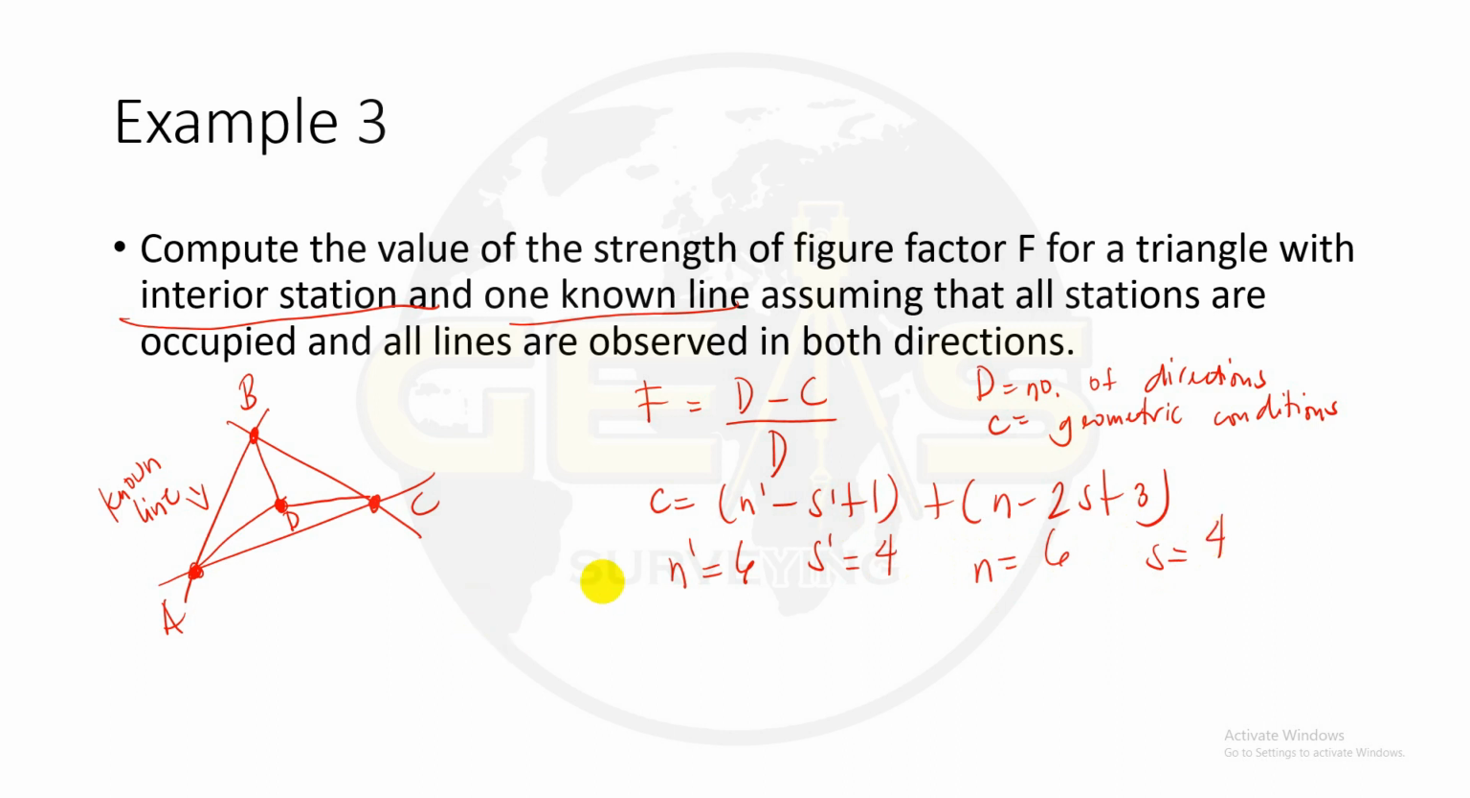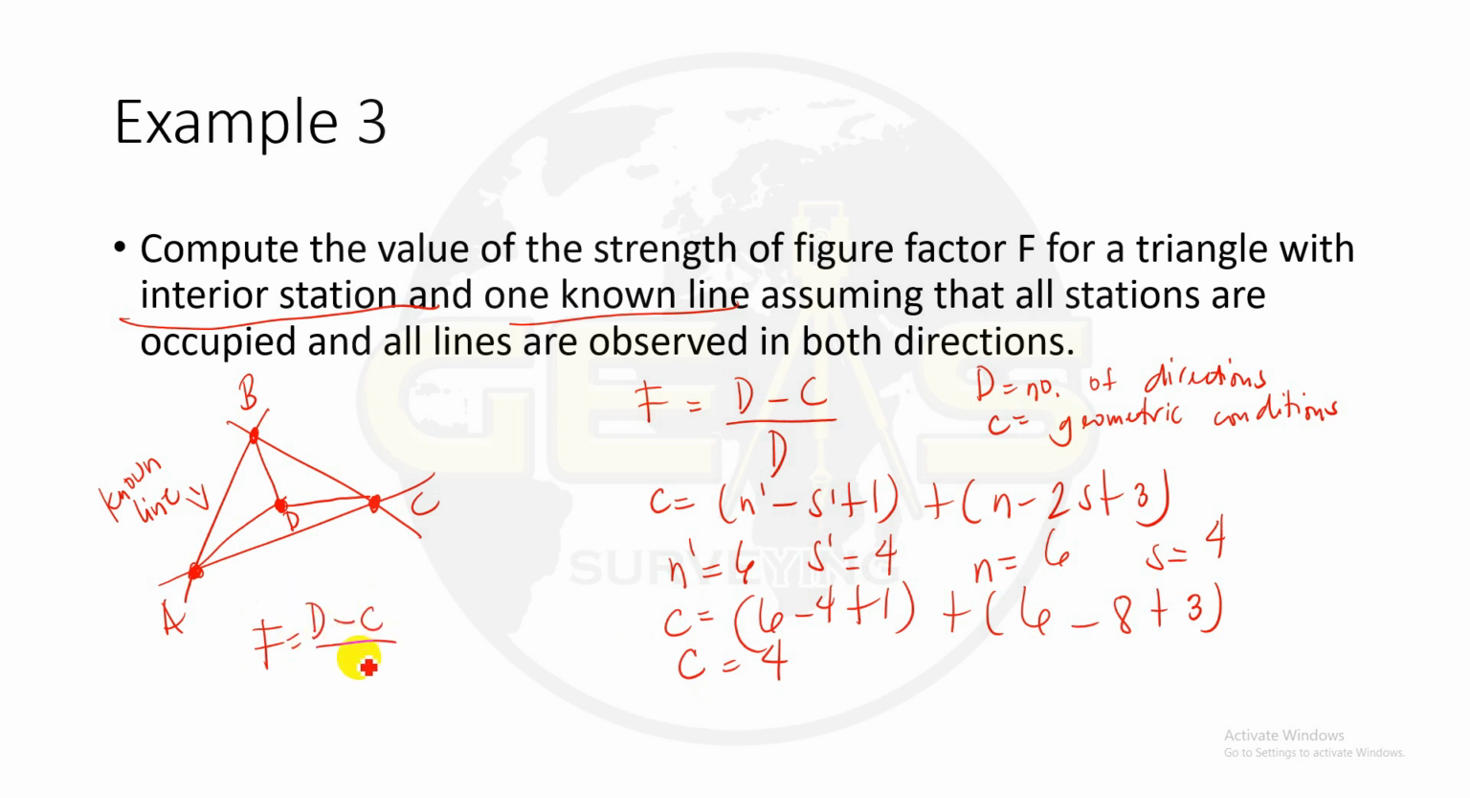Okay, so C is equal to 6 minus 4 plus 1 plus 6 minus 8 plus 3. C is equal to 4. Okay, factor F is equal to D minus C all over D.